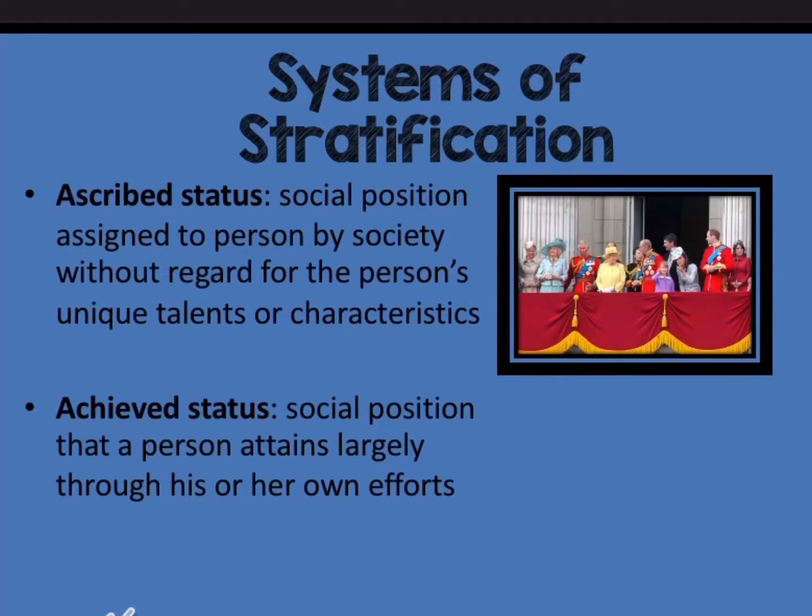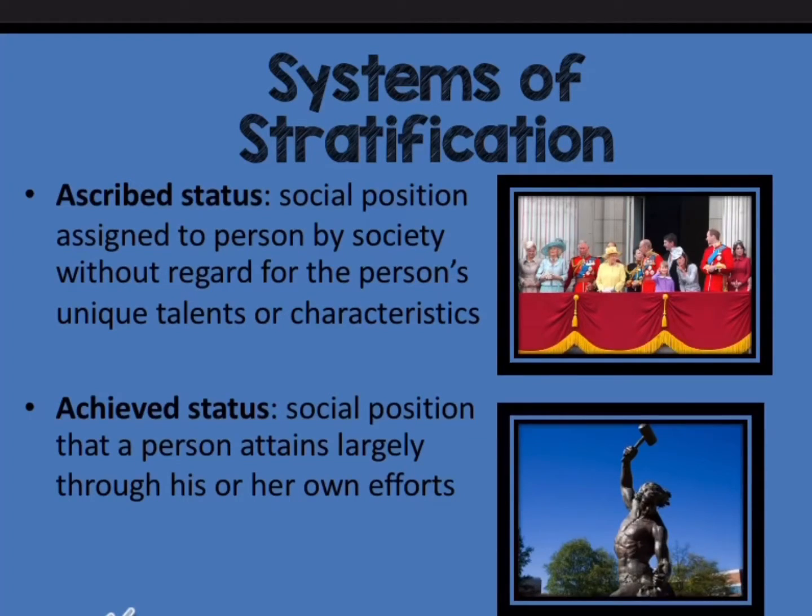The achieved status is a social position that a person attains through their own efforts. And so this is like this idea of a self-made man or the American dream. If you work hard enough, you can get there. We like to look at achieved status as a class system and ascribed status as a caste system.